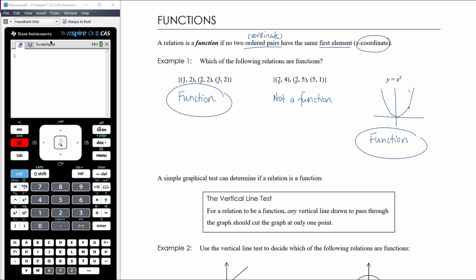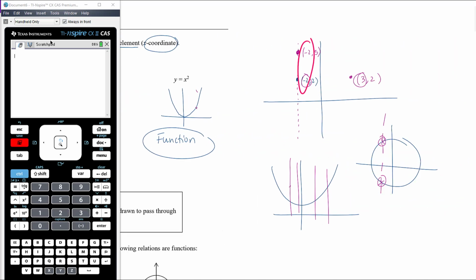So we've sort of leant towards this already. A simple graphical test can determine if a relation is a function. For a relation to be a function, any vertical line drawn to pass through the graph should only cut through the graph at one point. And that's about us checking whether there is anywhere where more than one point has the same x-coordinate. So for example, going back over here, I drew vertical lines to help me think about it. What you're imagining is that you take a vertical line and sweep it along the graph, the whole way along the graph, in both directions. Everywhere along that graph, that vertical line should only hit the graph at one point.